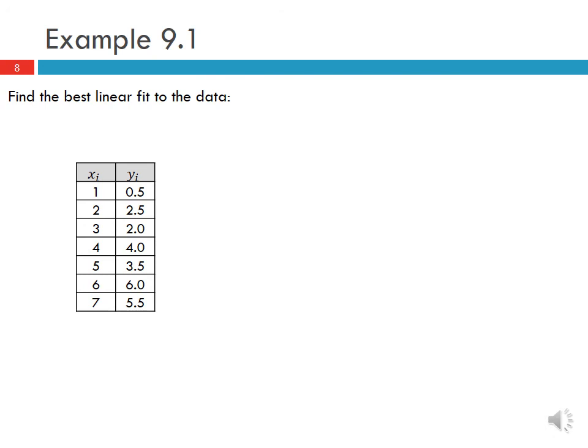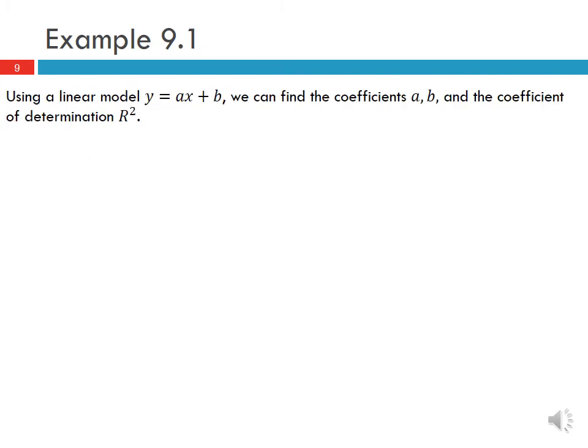So let's look at an example. We're given some data here in the form xi, yi, and we want to find the best linear fit to this data. So we can plot this and see what it looks like. Now, using a linear model, y equals ax plus b, we want to find the coefficients a and b that minimize the residual sum of squares with respect to the model, and we can also find the coefficient of determination, r squared.